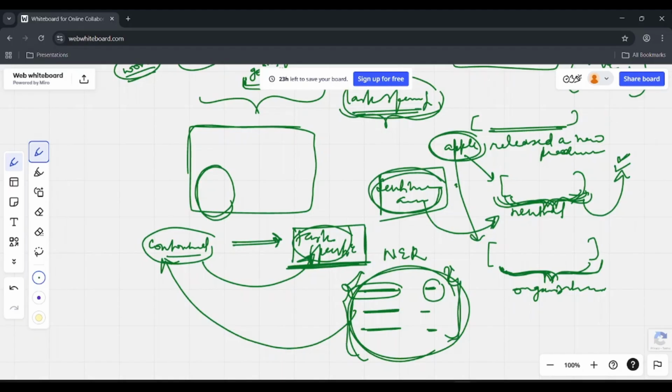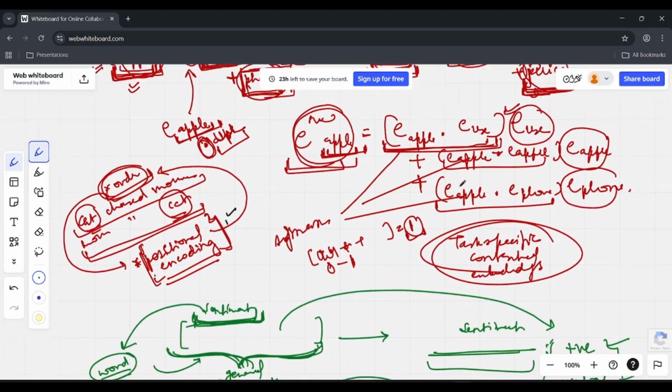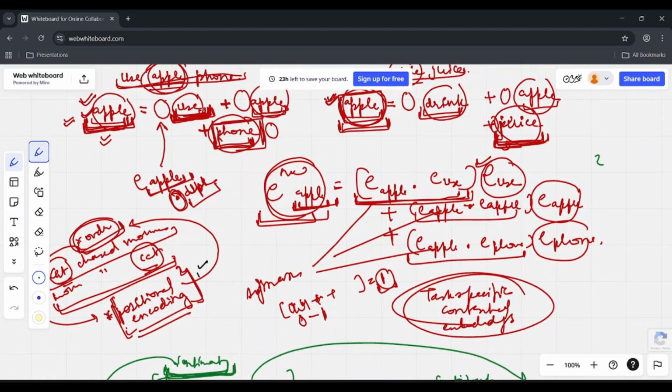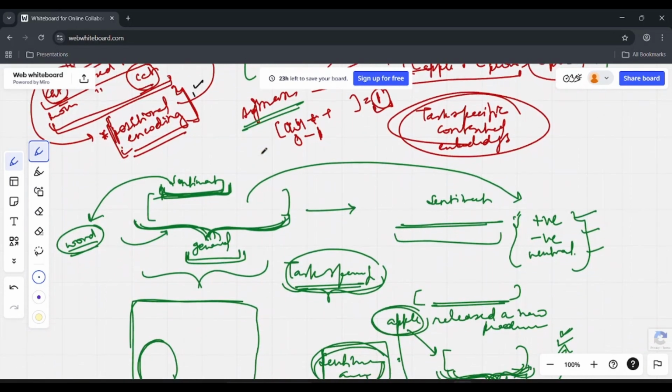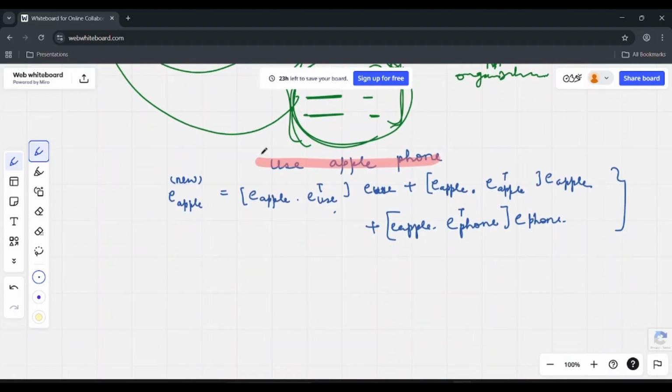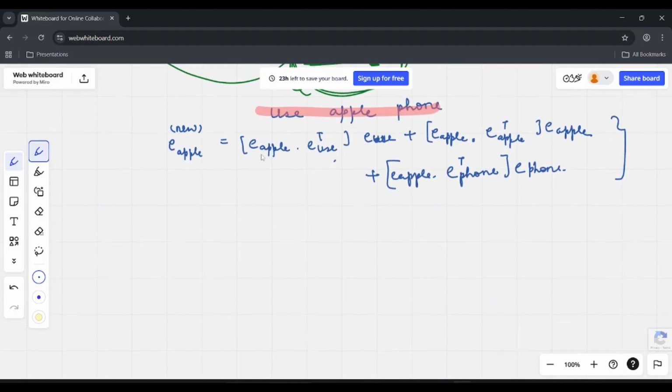If I just go up, this is where we left off, right? When we were finding the contextual embedding. Now, clearly in the SoftMax part, we can't do anything. The only place where we can do something is the dot product part, where we are finding the weights. So now let me come down where I have rewritten this equation. This is the sentence that we are using, "use Apple phone", and this is the new contextual embedding of the word Apple.